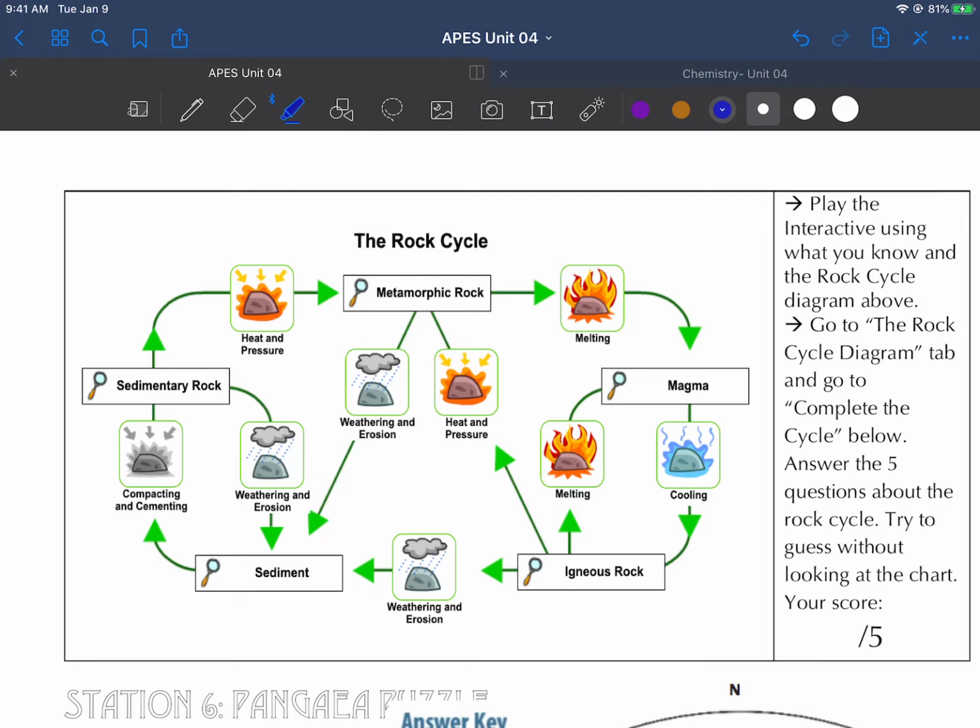Right, we have the rock cycle. We're not going to talk about this because this is very middle school, but make sure you are familiar with it.